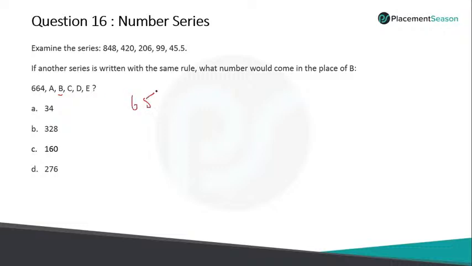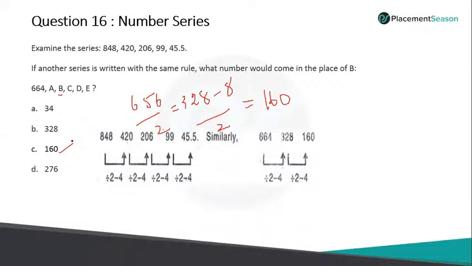656 by 2 is 328. Okay. Now 328 minus 8 by 2. 328 minus 8 is 320. Okay, the first option, that means this A should be 328. Now for B, again minus 8 by 2, it should be 160. So now B should be 160, option C. Right?